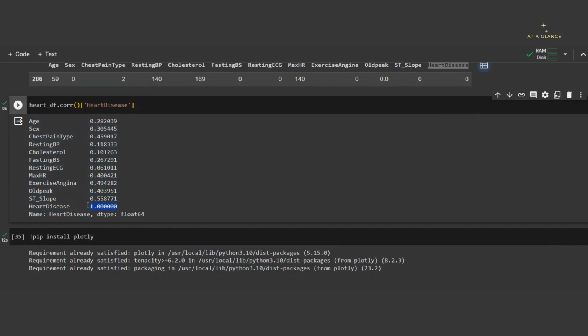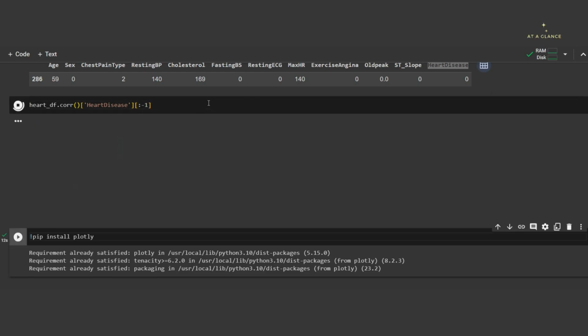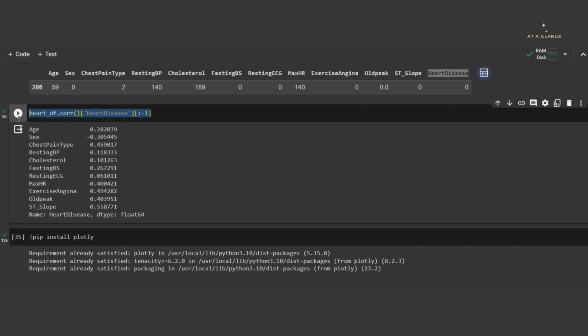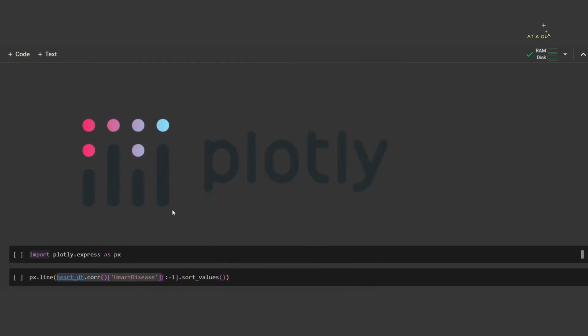Now, we don't want the correlation of heart disease with heart disease itself in the line chart. So we can get rid of it with just one single step by writing this particular code. Slicing this will slice off the last value, that is the heart disease, and we'll be left with only these many values. Let's print this and see whether we are getting rid of the heart disease column or not. So yes, we are getting rid of that particular heart disease value. And we'll put this inside this px.line. With that, we'll also sort the values.